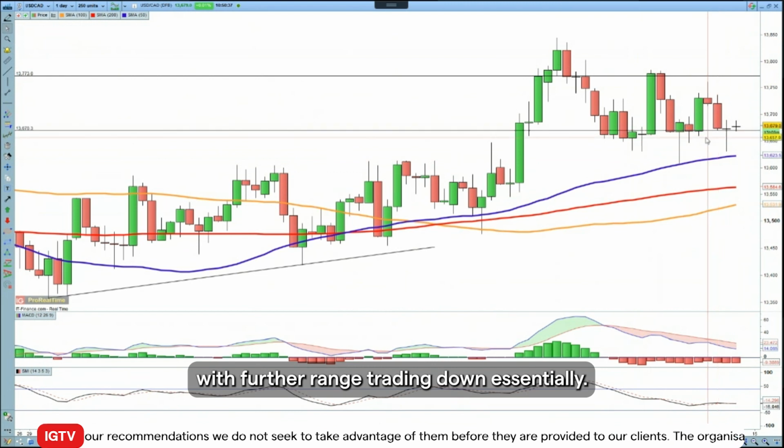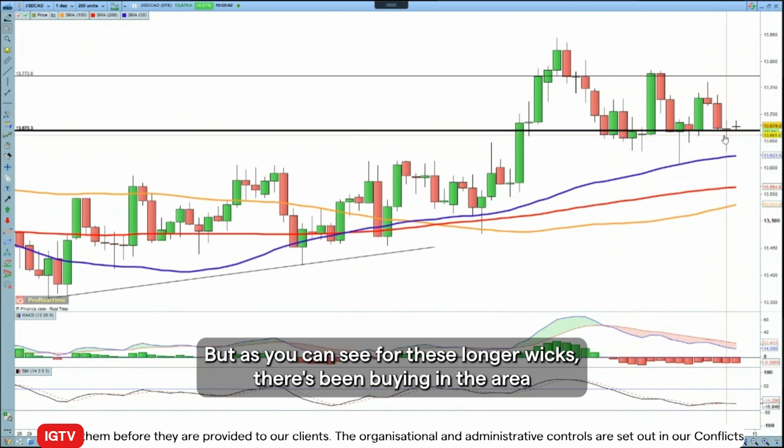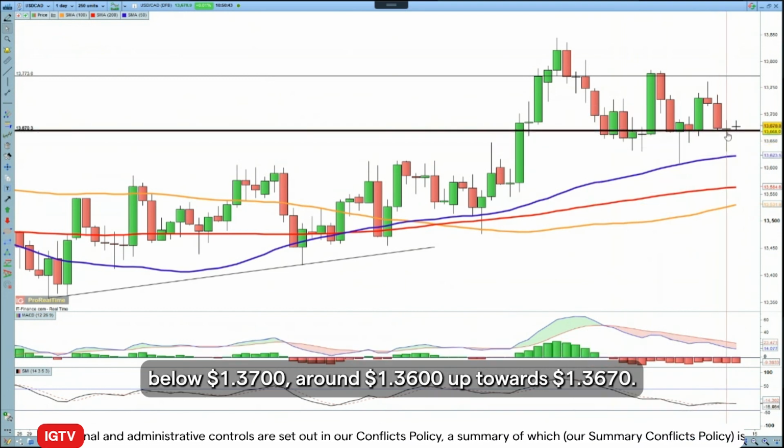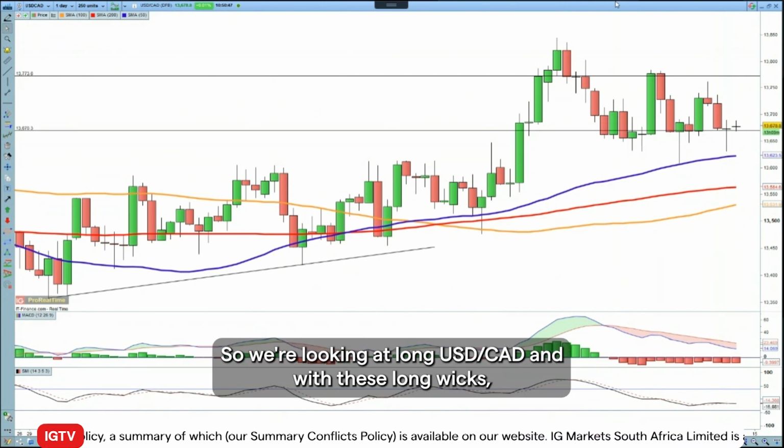further range-bound trading essentially. But as you can see from these longer wicks, there's been buying in the area below 137, around sort of 136 up towards 136.70. So in that area, the buyers have stepped in. So we're looking to go long dollar CAD.